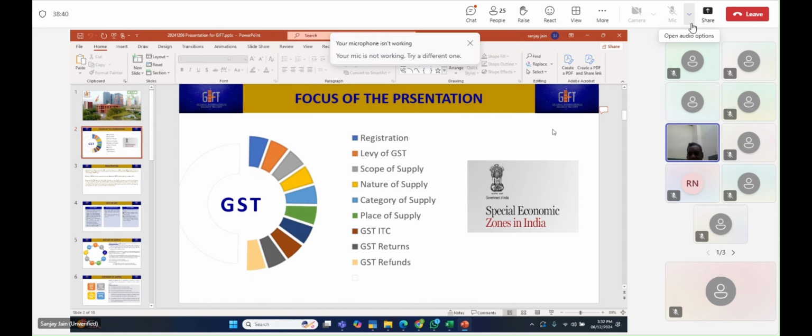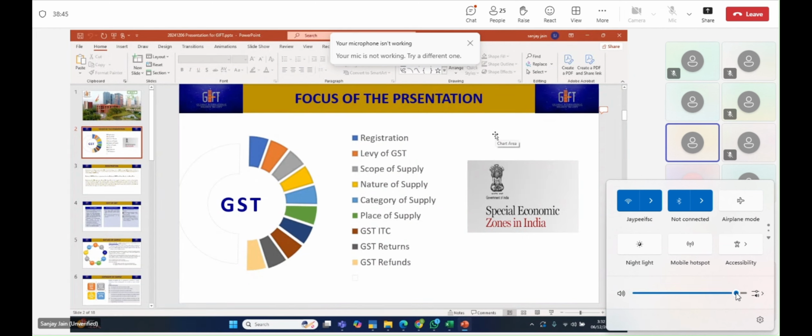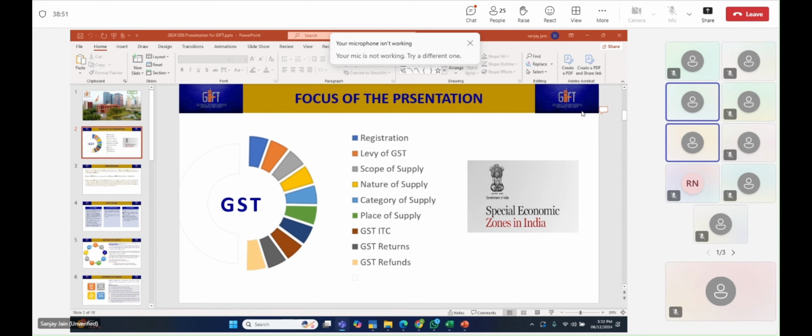GST provisions especially applicable to SEZ, because GST provisions are very big, so it can't be discussed in such a short duration. But we'll discuss what are the specific provisions which are applicable for SEZ. So the focus of the presentation will include registration, levy, scope of supply, nature, place of supply, ITC, returns and refund.